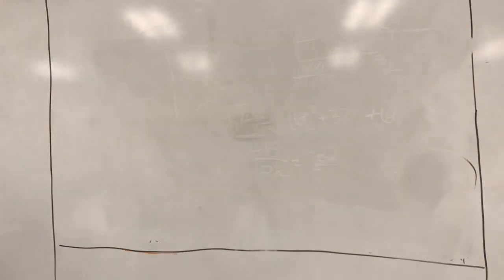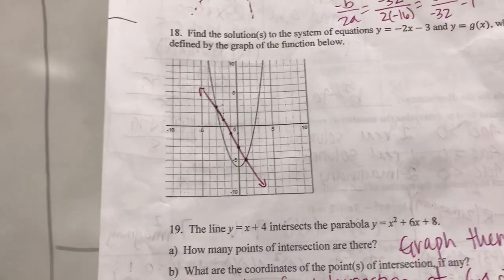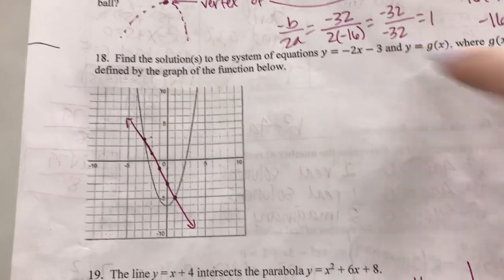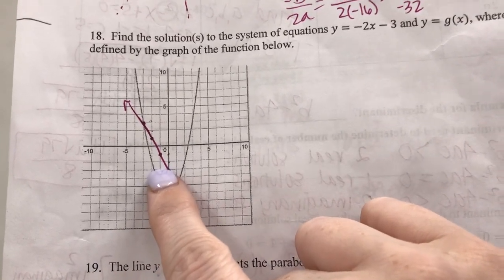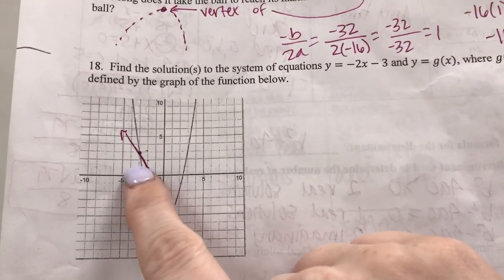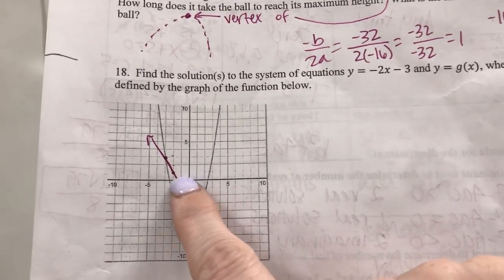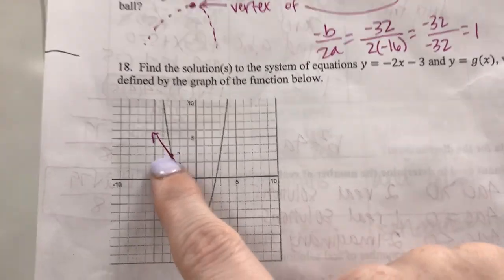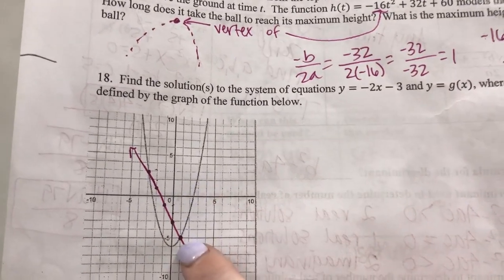So I was already given g of x, and that's the one that's graphed. Then I was given an equation, y equals negative 2x minus 3, and I was going to graph that. So I started at negative 3, and I went up 2 over 1 in the negative direction. And I kept going until I found an intersection. So for here, one of my intersection points is negative 3, positive 3. And over here, one of my intersection points is 1, negative 5. So that would be my answer to that one.